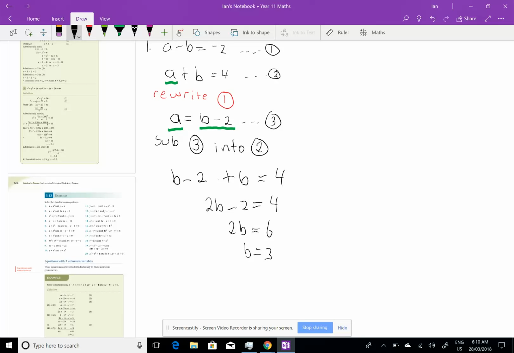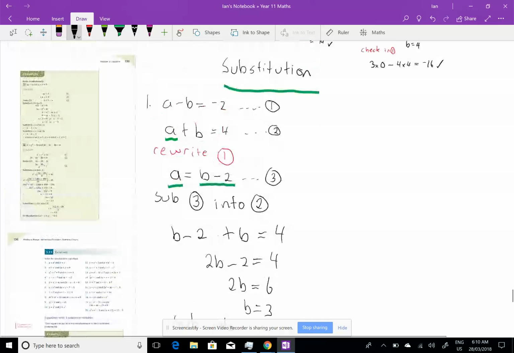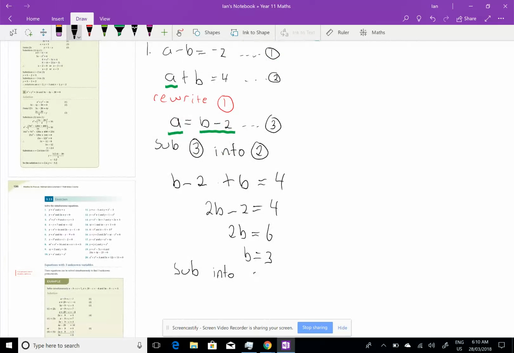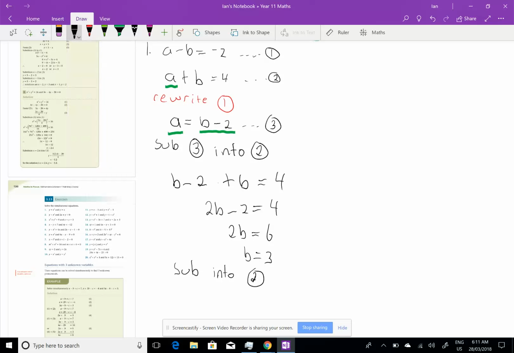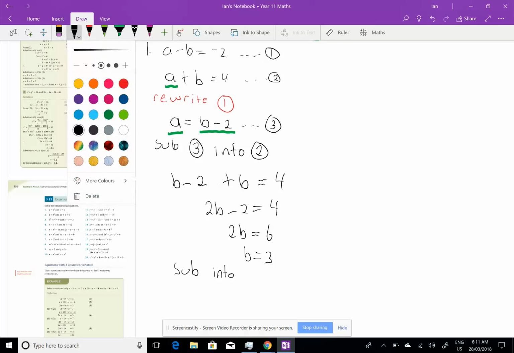Now, I check that. I sub that into equation 2. And I get a, or I can do it into equation 3. Let's do it into equation 3 because it's written as a equals, so that makes it really easy. So let's not sub it into 2. Let's sub it into 3.